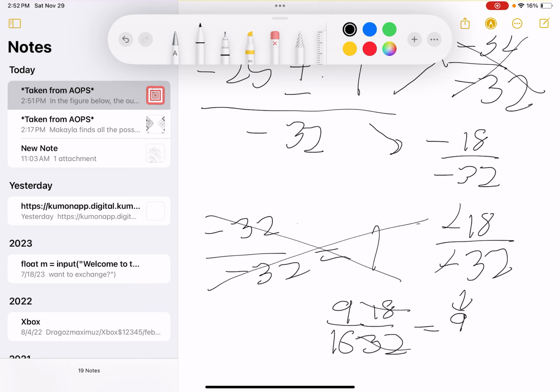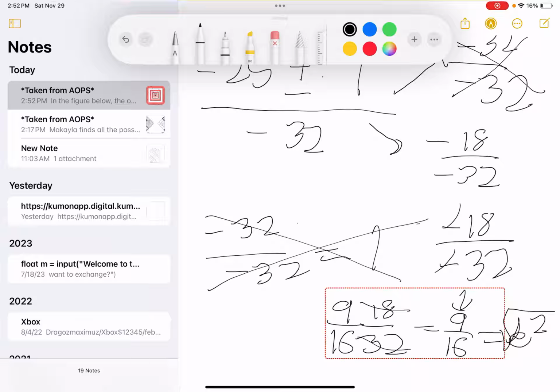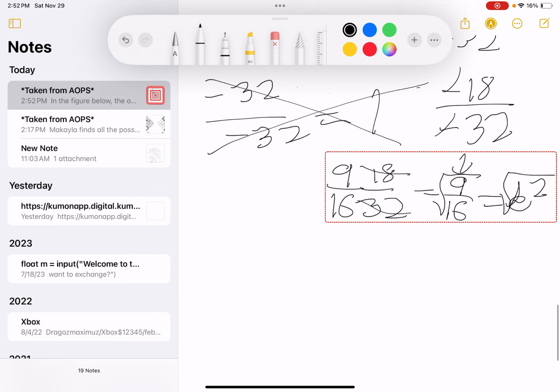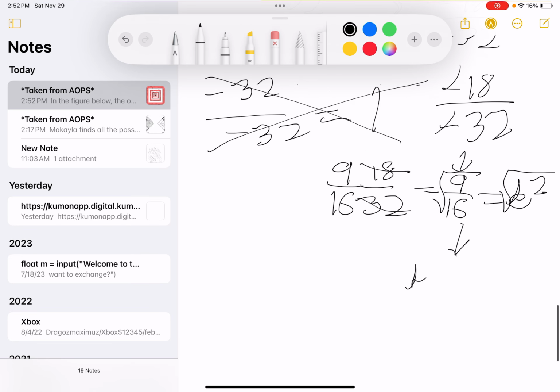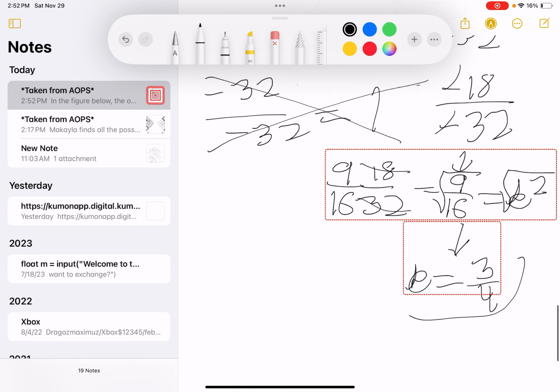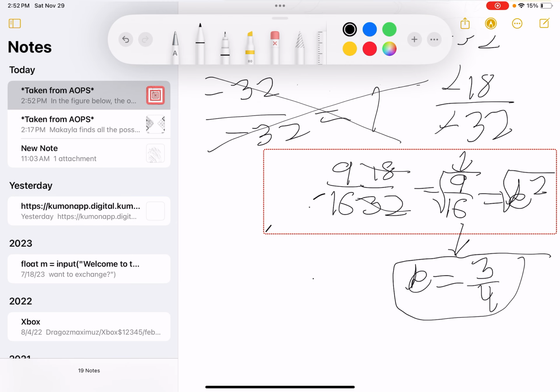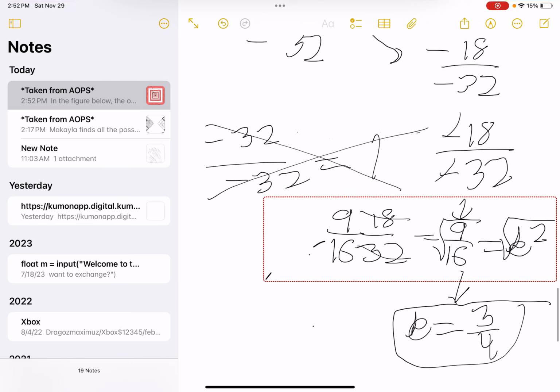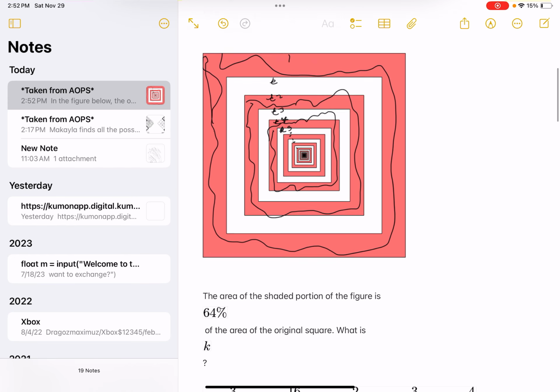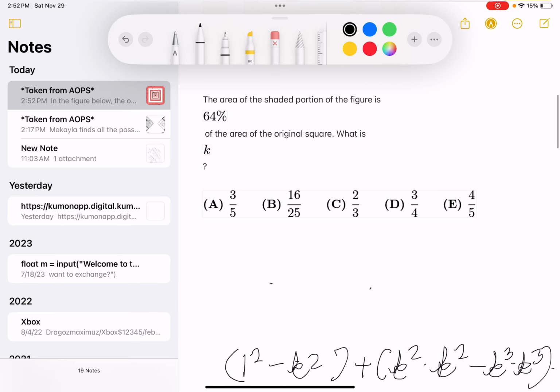But this isn't the answer, because we wrote that y is equal to k squared. And this is y is equal to 9 over 16, and we're finding k. So we just resubstitute back k squared. So you get 9 over 16 is equal to k squared. And now you get k is equal to 3 over 4. So the answer is k is equal to 3 over 4. And if we go back up here, we see that the answer is D.